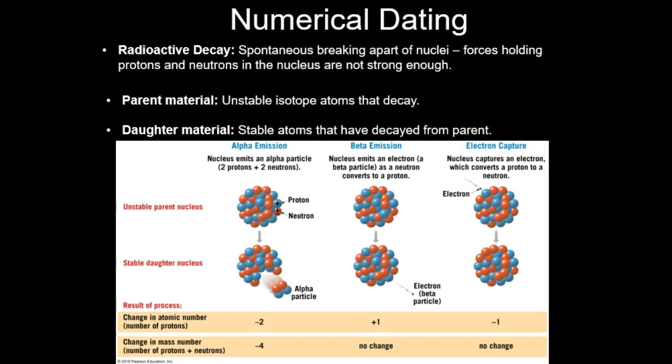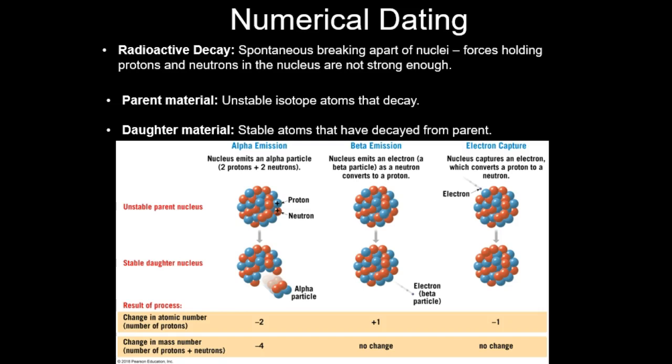Because electrons have almost no mass, the atomic mass of that atom remains the same as the electron exits. However, the atomic number increases by 1, because now you have an added proton in that nucleus.